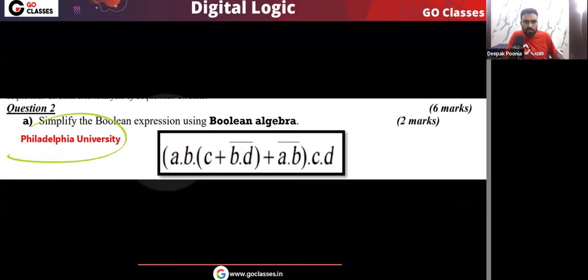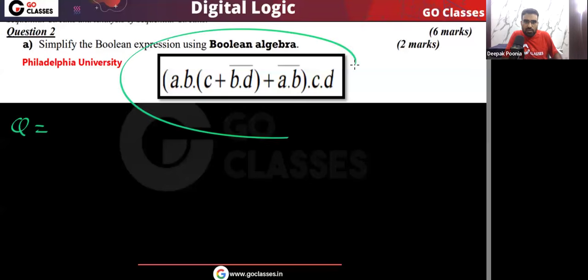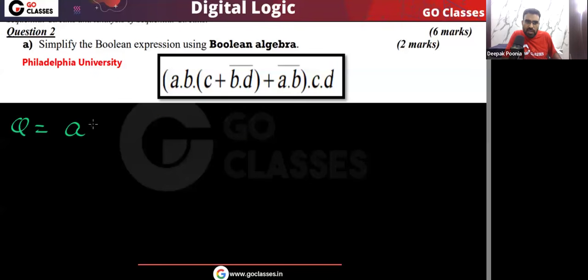Let's solve this question from the Philadelphia University. Simplify the Boolean expression using Boolean algebra. This Boolean expression is given to us. First of all, look at this. We have AB here, and inside we have C or BD whole bar. You can apply De Morgan's law. It will become B bar or D bar.